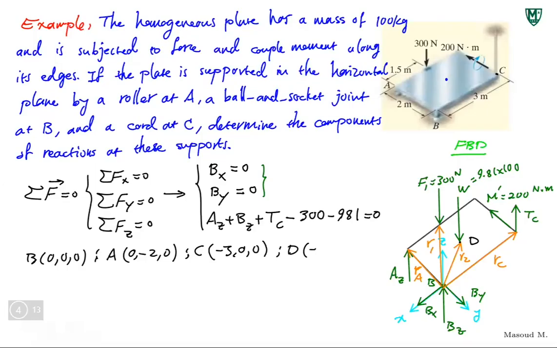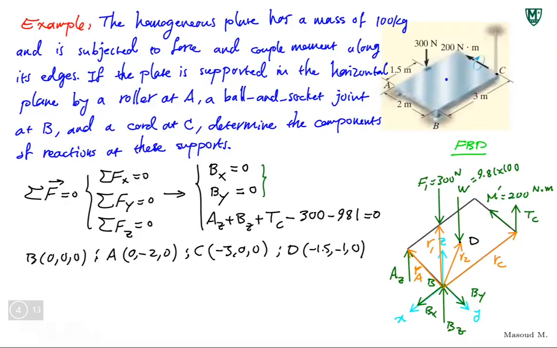Minus 1.5 in X direction, right? That is correct. Minus 1 in Y direction is also correct. And 0. Great, thank you. So now we have the points.